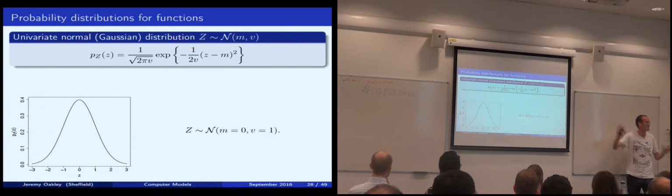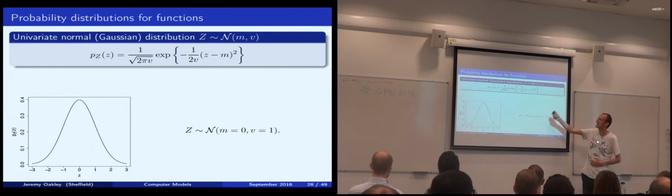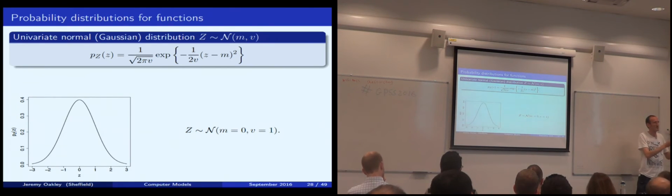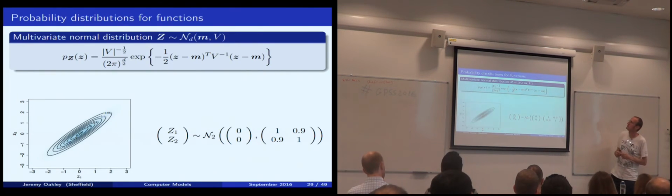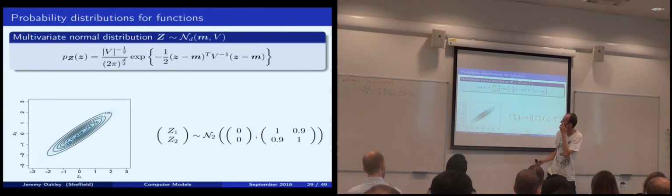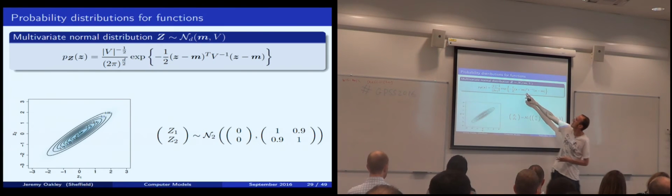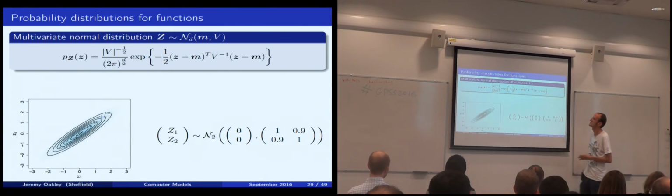Anyway, almost the same notation, but I think it's going to diverge later on. So here's a, oh no, this is a standard normal distribution. And then we can move from normal to multivariate normal. So here we've got a bivariate normal distribution. We specify it in terms of a vector of means M and a covariance matrix V.